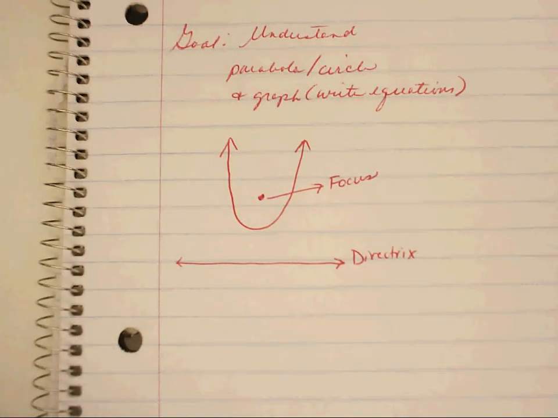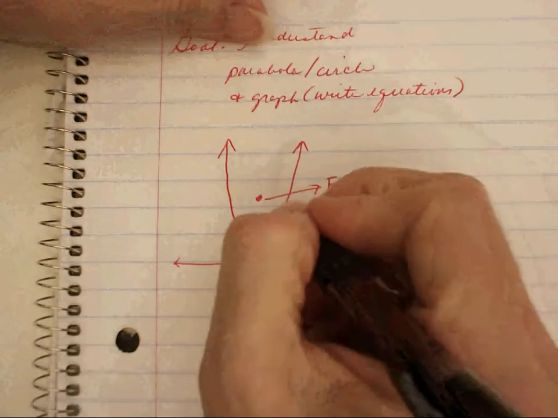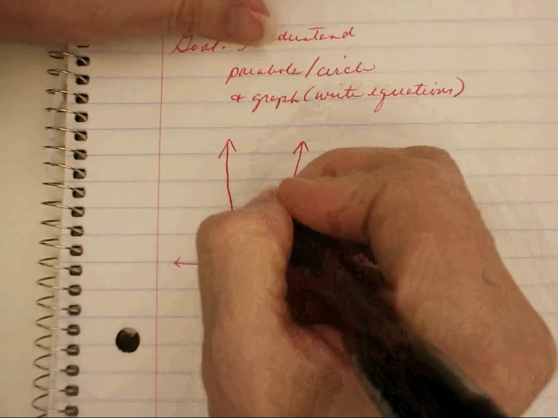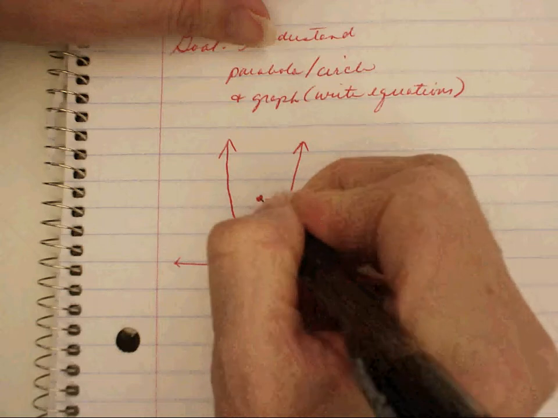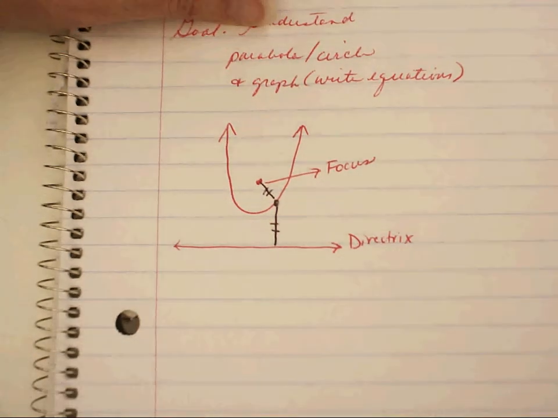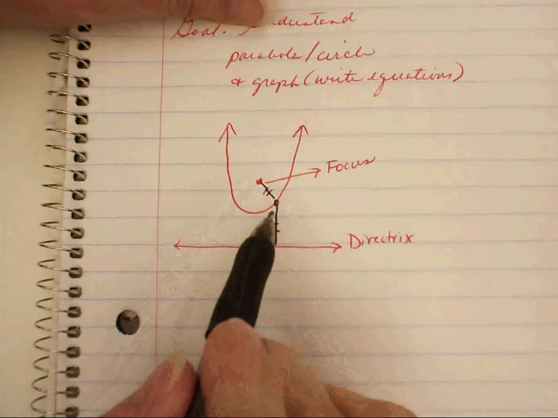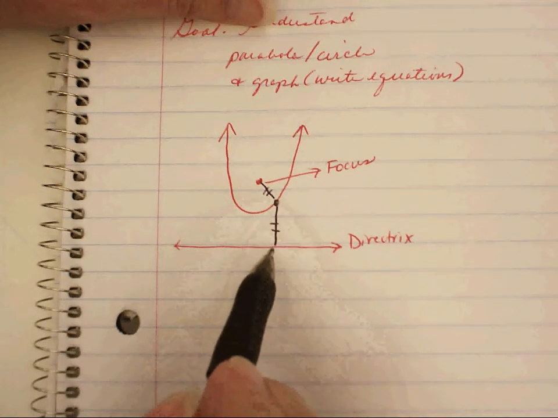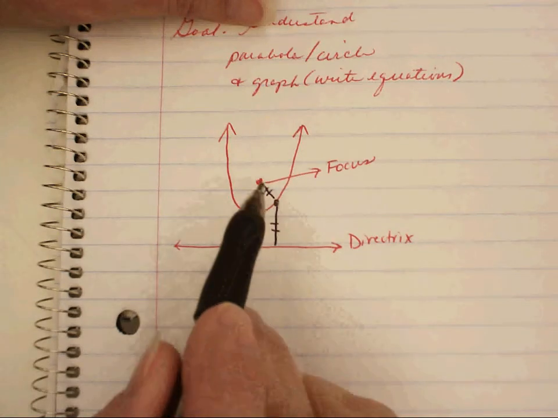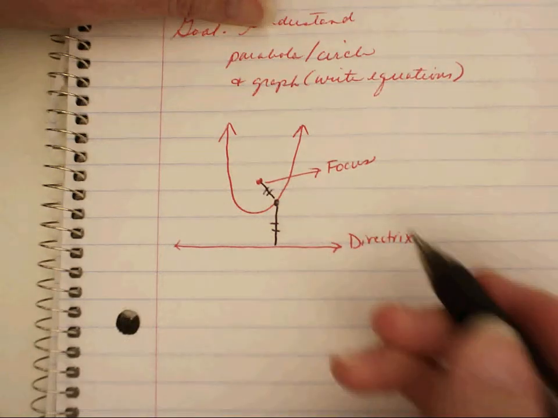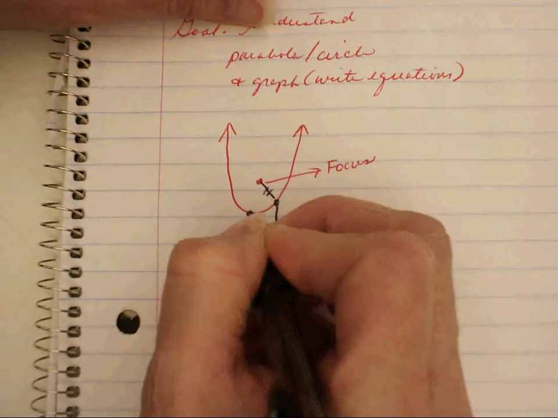So if I pick a point, let's say I pick a point right here. If I could draw it exactly like I should, that segment would be congruent to that segment. Why is it not? Because of how I draw. Like, I just don't draw them right, okay? But the focus is equidistant from the point on the parabola, and the directrix is equidistant from that same point.